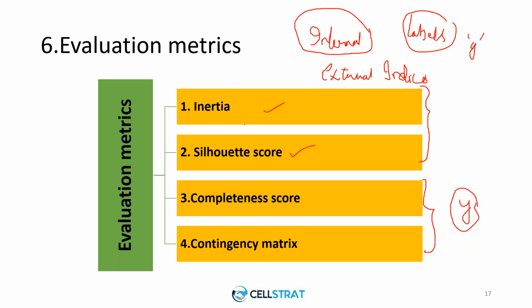So today we'll be discussing four evaluation metrics. One is inertia, second is silhouette score, which is very, very important. If you had to pick one evaluation metric from today's session, you would have to focus on silhouette score. Then you have completeness score and the contingency matrix. Let us cover each of them one by one and try to understand what these are.